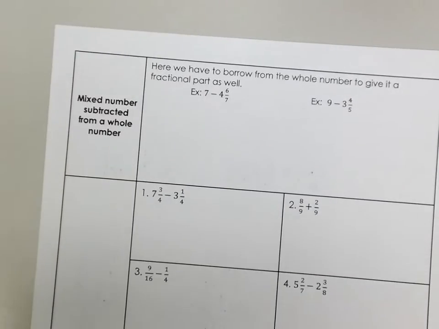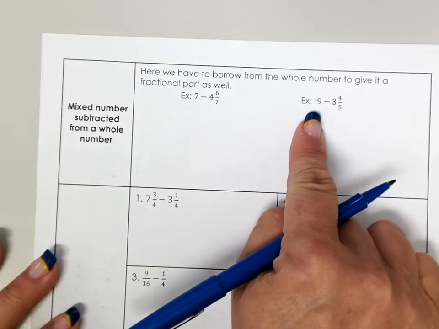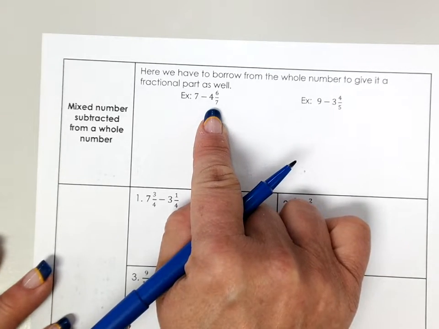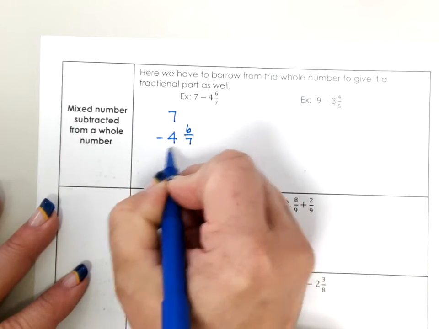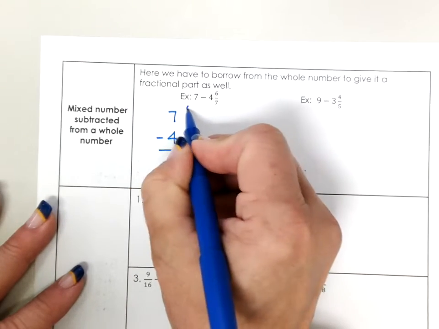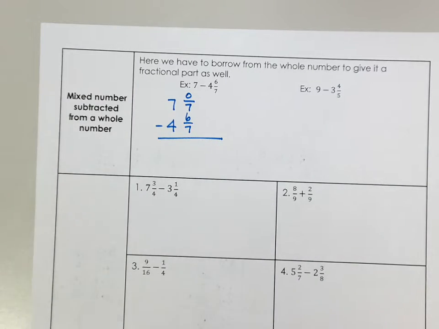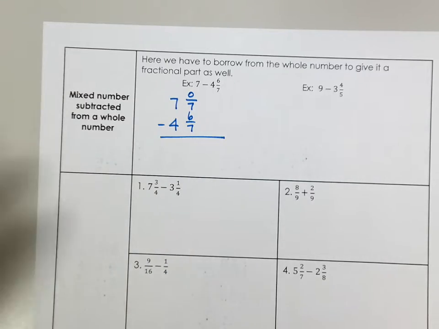Okay, flip it over. Here we have to borrow from the whole number to get a fractional part. So here's the one I told you about where the fraction is in the bottom number. So I have 7 minus 4 and 6/7. You cannot just bring this down because this is the same as saying I have 0/7. And you can't do 0 minus 6 in the fraction part because of the whole numbers. So we need to borrow one.